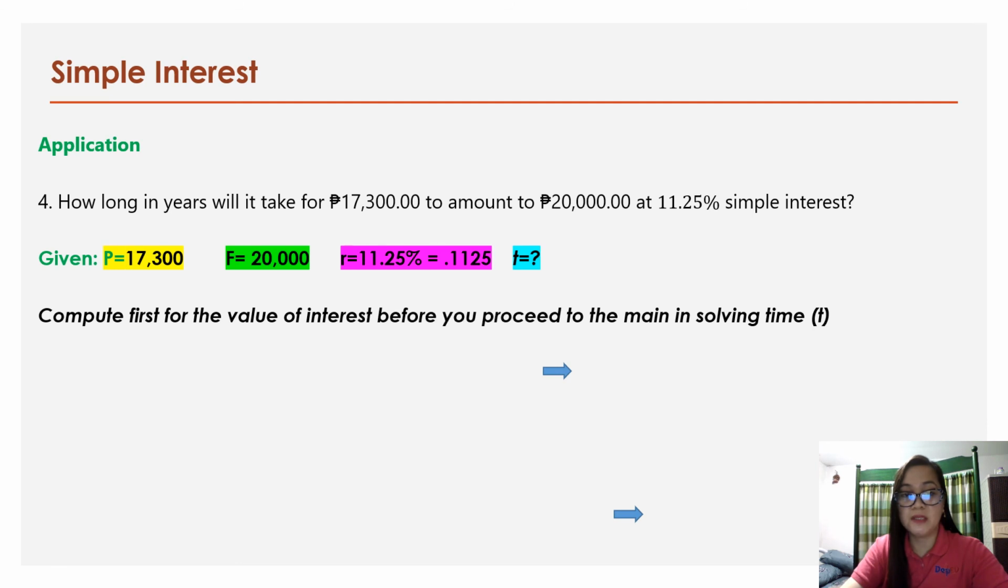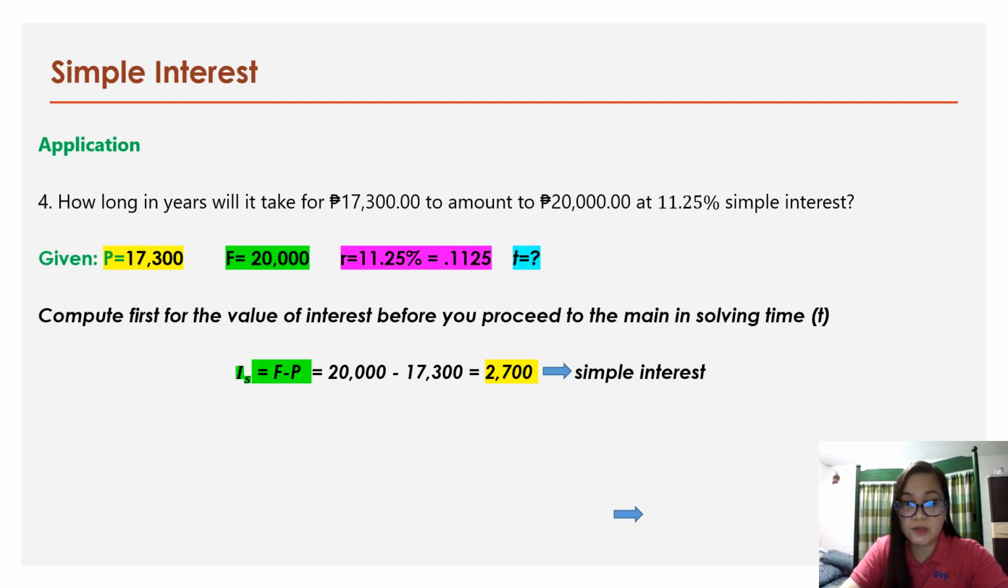Okay, compute first for the value of interest before you proceed to the main solving of T, or time. So I sub S is equal to F minus P. We will use this because in the given data, we have here 20,000, and we also have the principal, which is 17,300. That is why this is the formula that we are going to use. So the answer is 2,700. That is now our simple interest, or the I sub S.